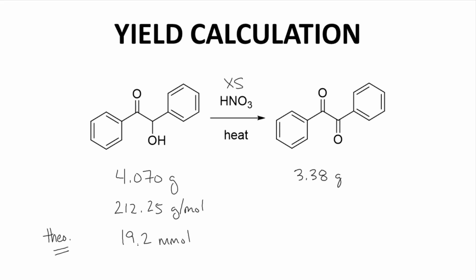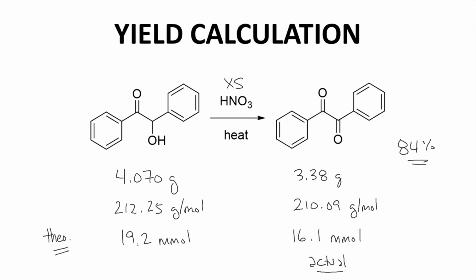For the product, benzil, we obtained 3.38 grams of product with a molecular weight of 210.09 grams per mole. That would be 16.1 millimoles. That is our actual yield. Actual over theoretical times 100 gives us the percent yield, 84%.